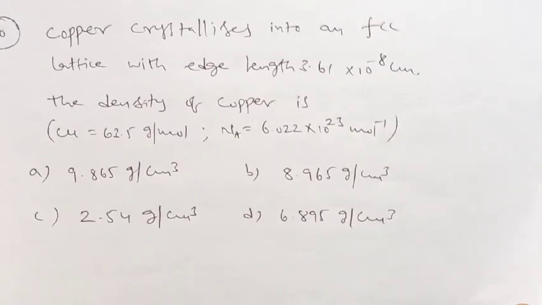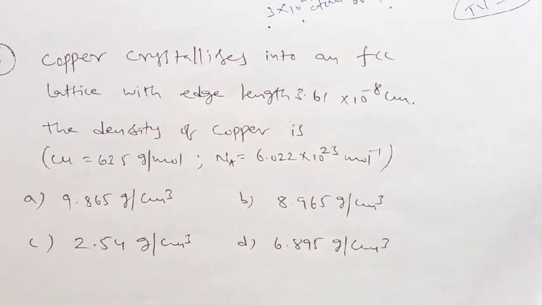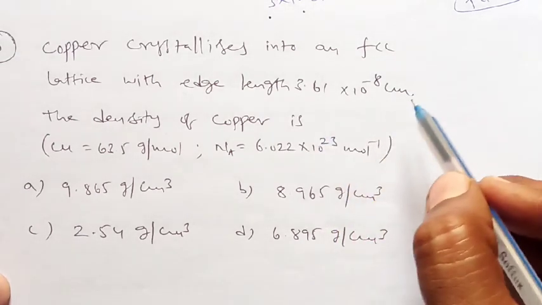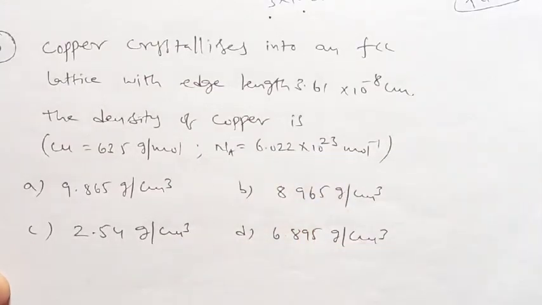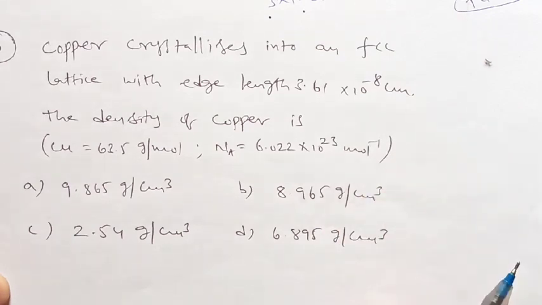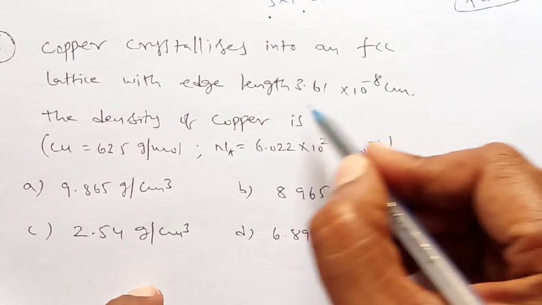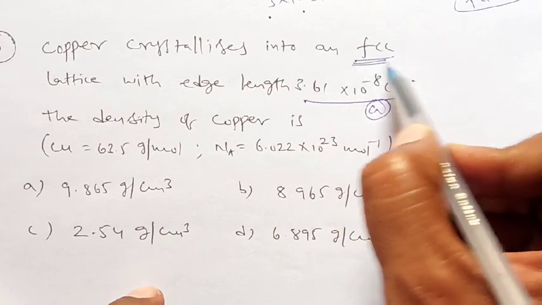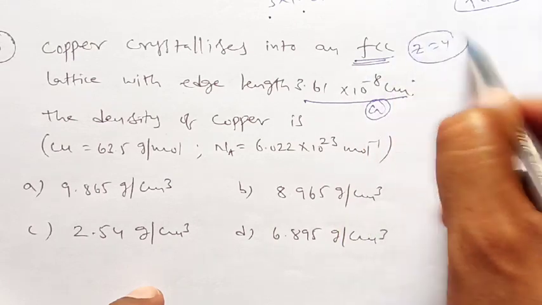Now look at the next question. Based on density, many times they ask questions. Especially two types of questions are there here. Copper crystallizes into the FCC lattice with edge length 3.61 into 10 power minus 8 centimeters. The density of copper is... copper atomic weight is given and Avogadro number is given. So here edge length is nothing but the a value given. This is the a value. Okay. Crystallizes FCC, that is indirectly given that Z equal to 4. Is it okay?